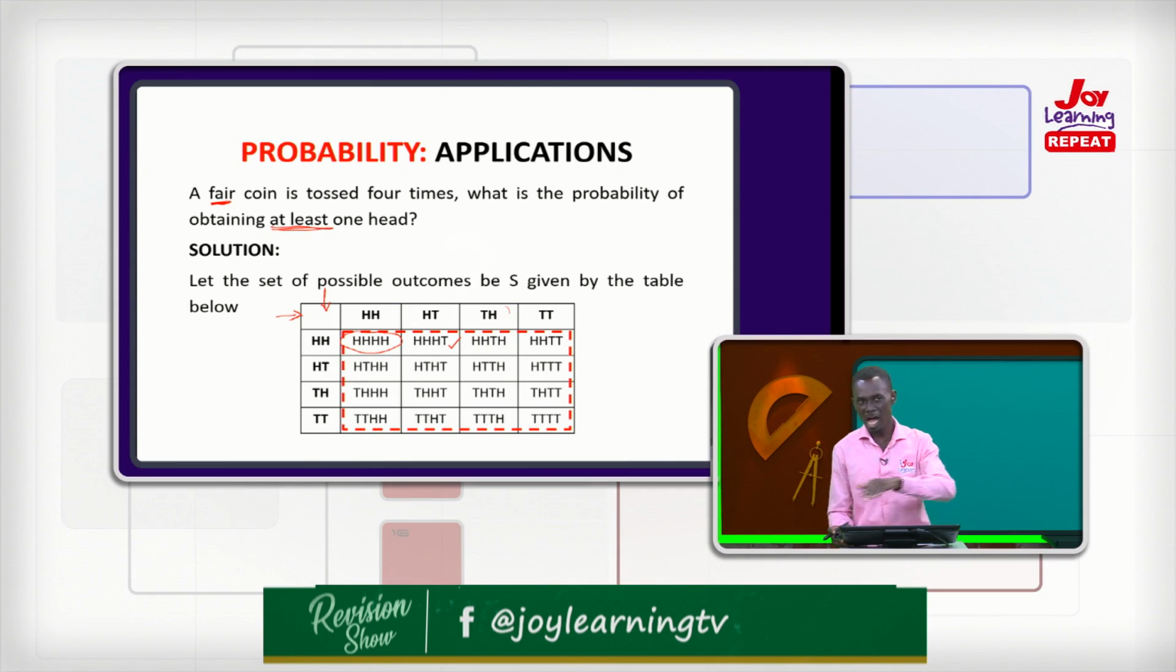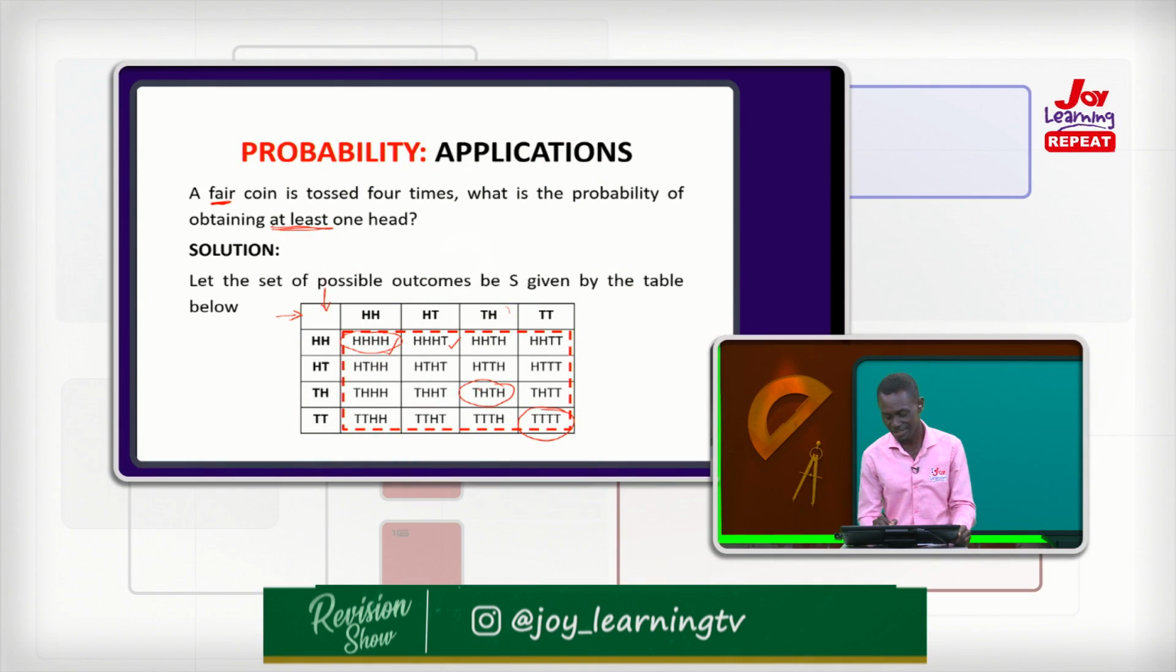So it could be one head. How many possible outcomes? There are 4, right? For each case, 4. So either one head, 2 heads, 3 heads, or 4 heads. So the only situation that would not be applicable is when you have all tails. You notice that in each case, for example, in the second row, second column, you have head. So there are 4 situations. If you come to the fourth row, fourth column, you have 2 heads, 2 tails. Do you see that? Hello?